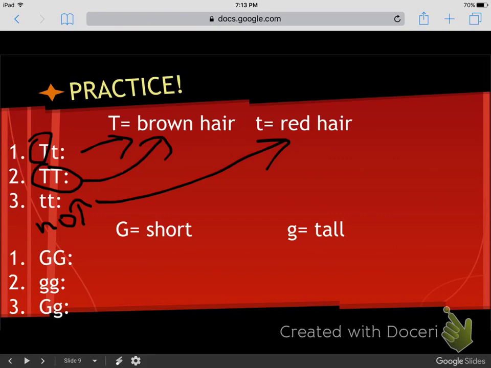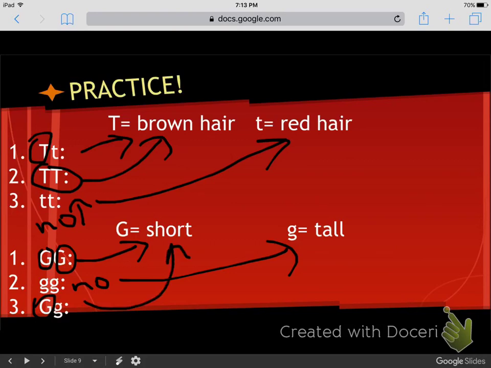In the bottom situation, you have two capital letters. So that means that organism is going to be short. The second organism has no capital letters, so it's automatically going to be tall. The third organism has one capital letter and one lowercase letter. Even though that lowercase letter is there, it does not matter because the capital letter overrides the lowercase letter, so that organism is going to be short.